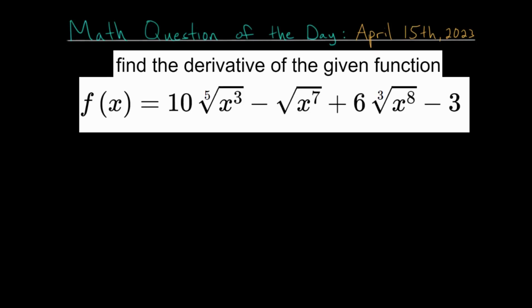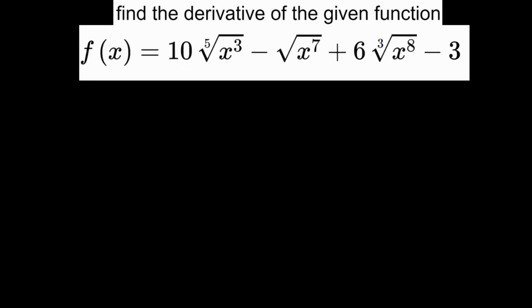Now, assuming that you have attempted the problem, let's start working through this. We're finding the derivative of this function, the first derivative, and we're taking that derivative with respect to x since that is our independent variable. And our first step is to rewrite all of these terms involving x with fractional exponents.